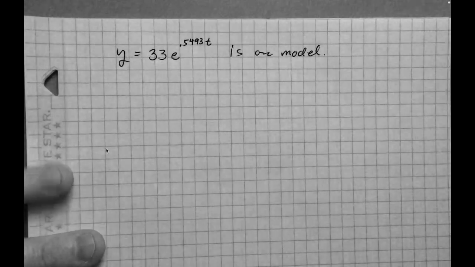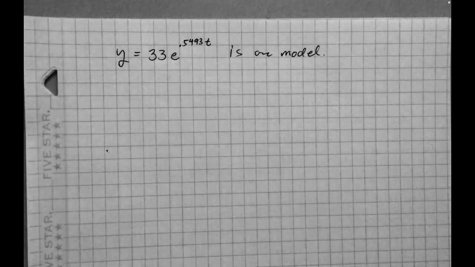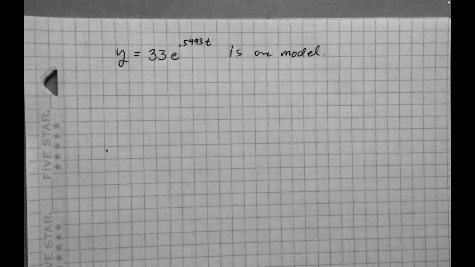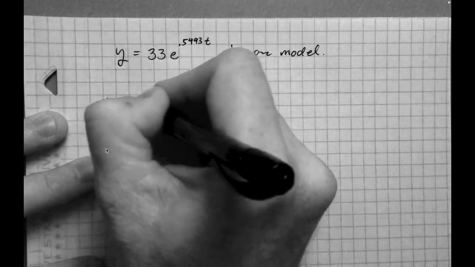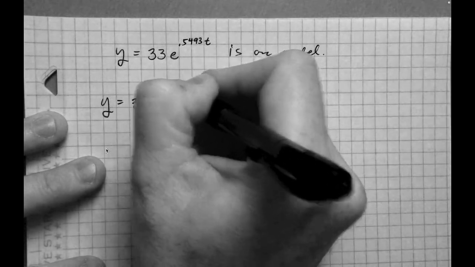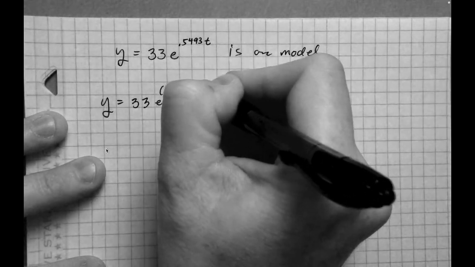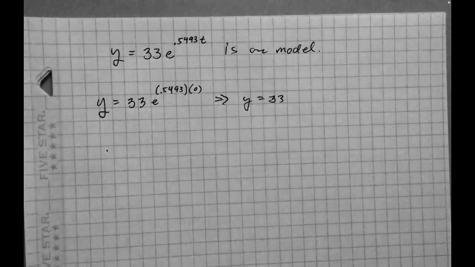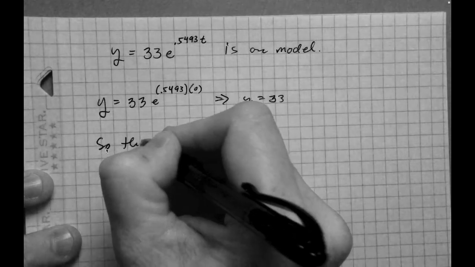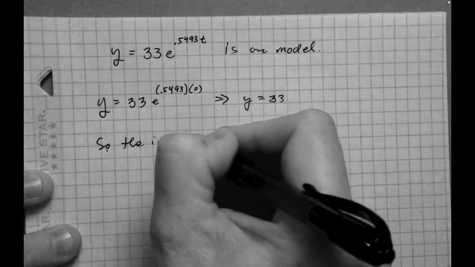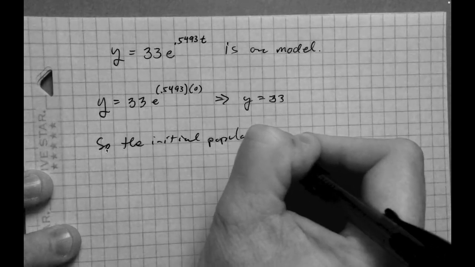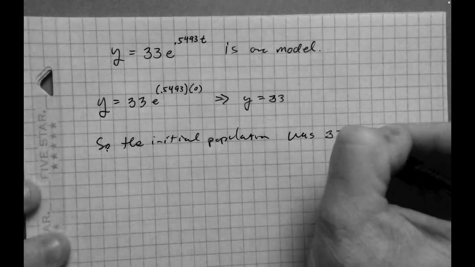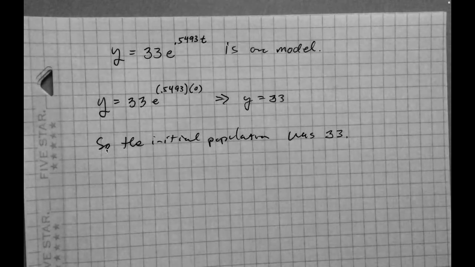Then what was the initial population? Well, the initial population was 33, right? Because y equals 33 e to the 0.5493 t, and when t equals 0 that implies y is equal to 33 times 1, so 33. So the initial population was approximately 33 flies.